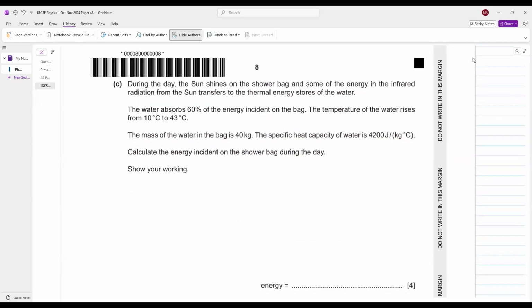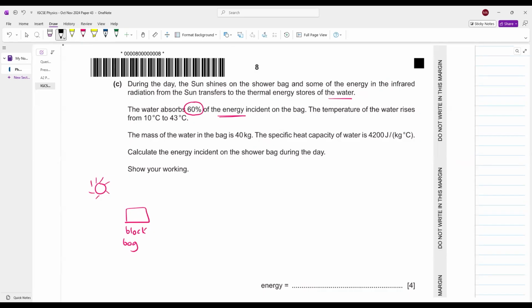During the day, the sun shines on the shower bag, and some of the energy in the infrared radiation from the sun transfers to the thermal energy of the water. Perfect. The water absorbs 60% of the energy. Let's say this is your sun. This is your small little cute black bag. Whatever energy is coming from the sun, only 60% of that is getting absorbed by the black bag.